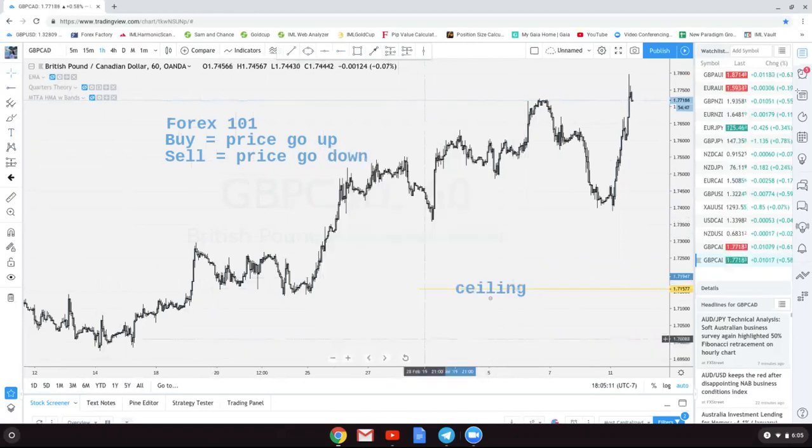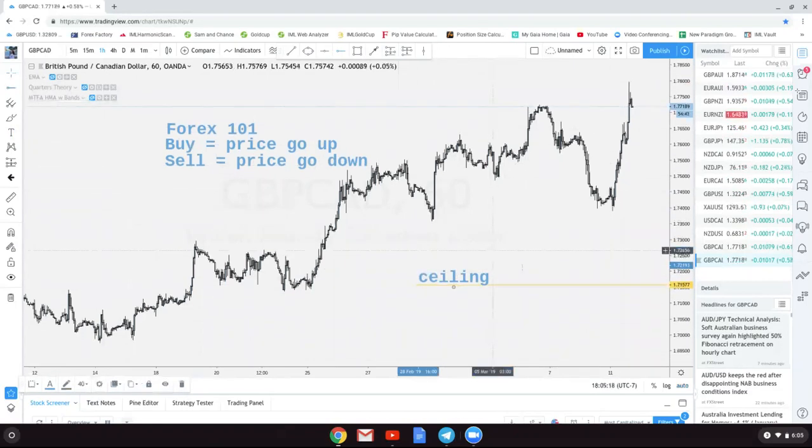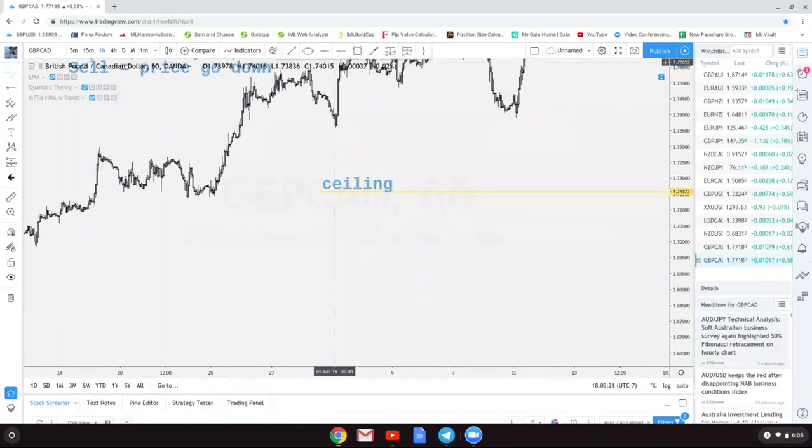Okay, so there's two levels. There's one level, major levels in the market. It's always the same. The market always acts the same way. And then there's the support, which is the floor.